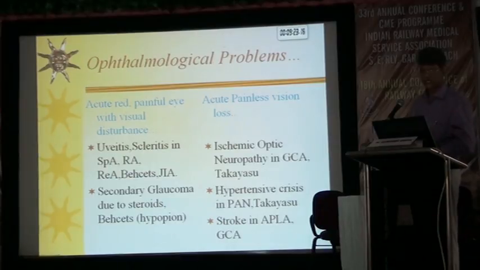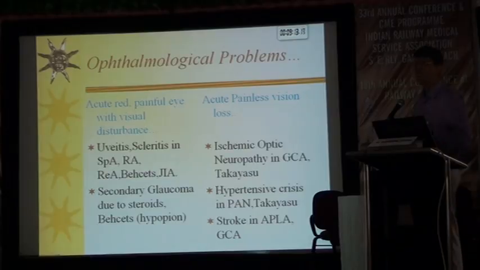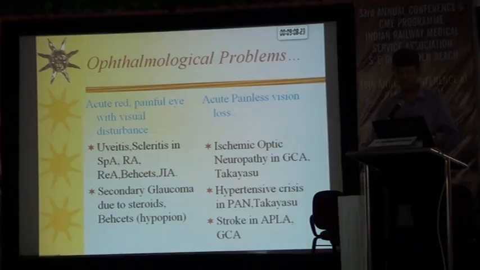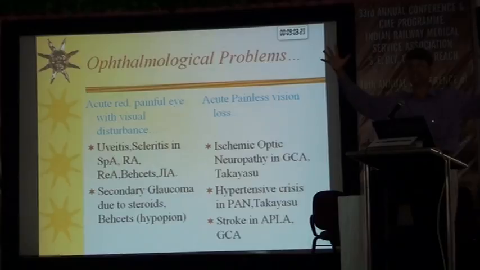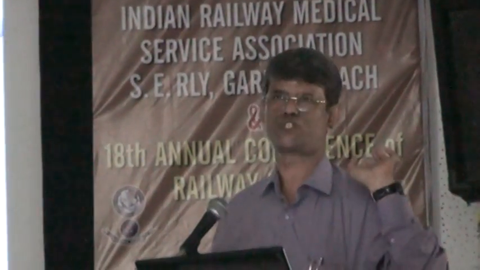A patient can present with an acute onset painful eye or painless visual loss in the form of ischemic optic neuropathy in Takayasu arteritis or hypertensive crisis or a stroke-like situation. So I can stop here. These are the spectrum of emergencies one can come across. Another part is skin rashes. Stevens-Johnson syndrome, one should not forget, in reference to either leflunomide or other immunosuppressives like that. Thank you very much for your patience.